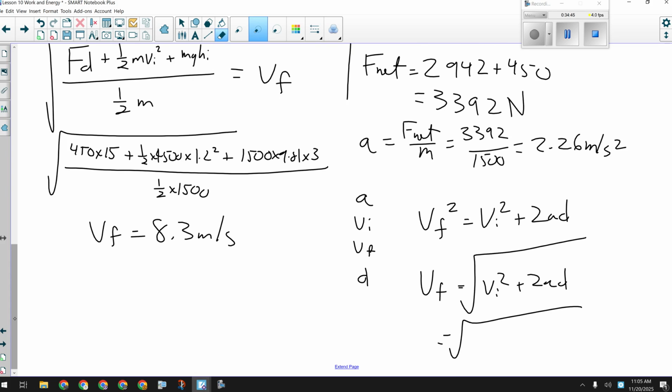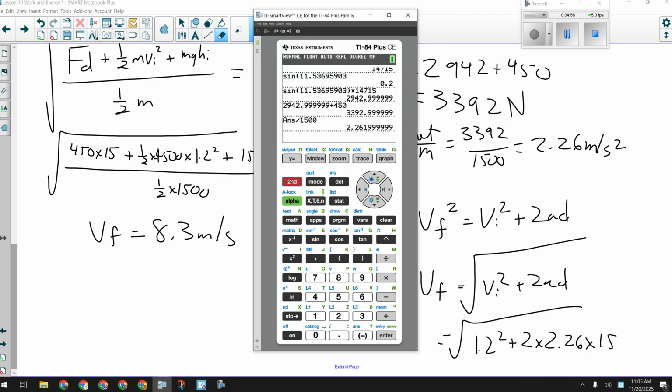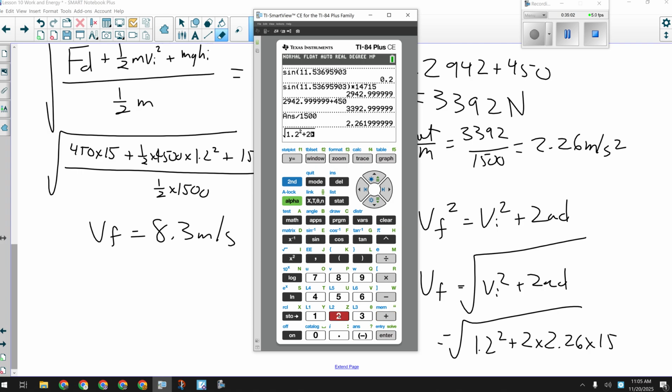What was VI again? 1.2? Yeah. So 1.2 squared plus 2 times 2.26 times 15 meters. So the square root of 1.2 squared plus 2 times that number there, times 15 meters. Oh yeah, there it is. Same number.